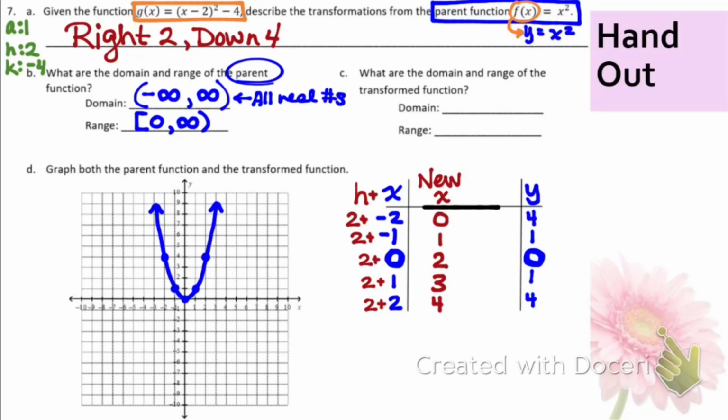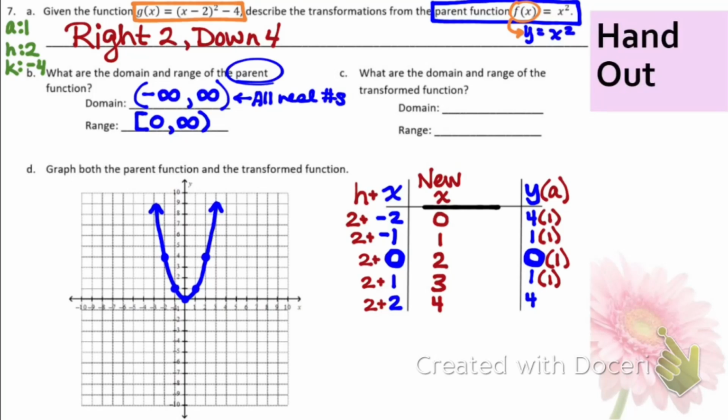What was our A value? 1. A controls things stretching, compressing, and reflecting. If I'm stretching or compressing things, does that affect the x's or the y's? The y's. We multiply our A value to the y's only. But they're all going to stay the same because A is 1.